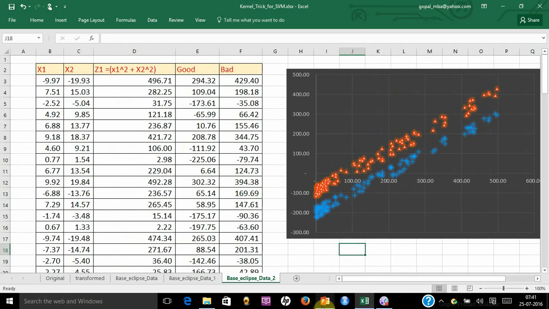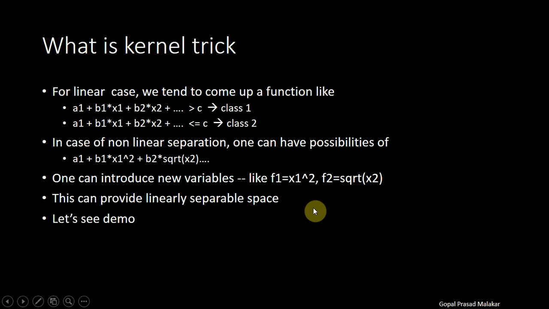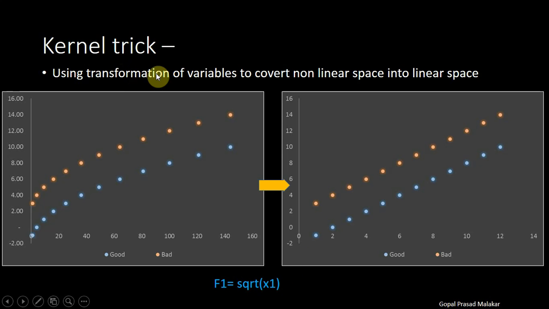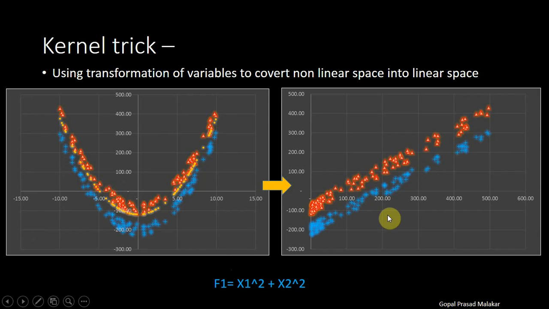The point that I'm trying to say to you is that kernel trick is all about using transformation of variable to convert non-linear space into linear space. Like this space became linear the moment you took square root of first variable. In this case, it became linear when you introduced a new variable which was x1 square plus x2 square. That's what I wanted to talk about SVM.